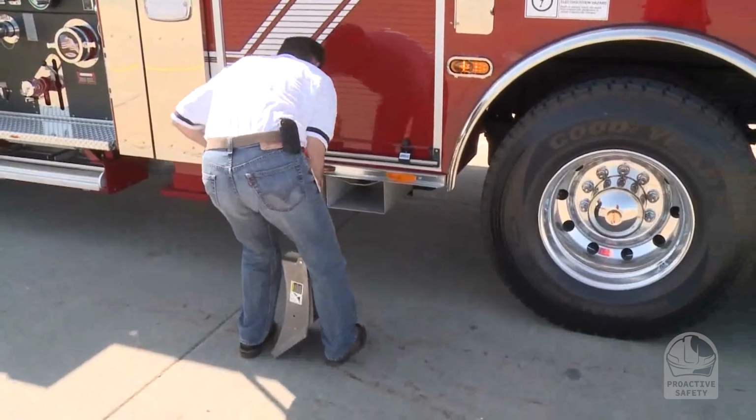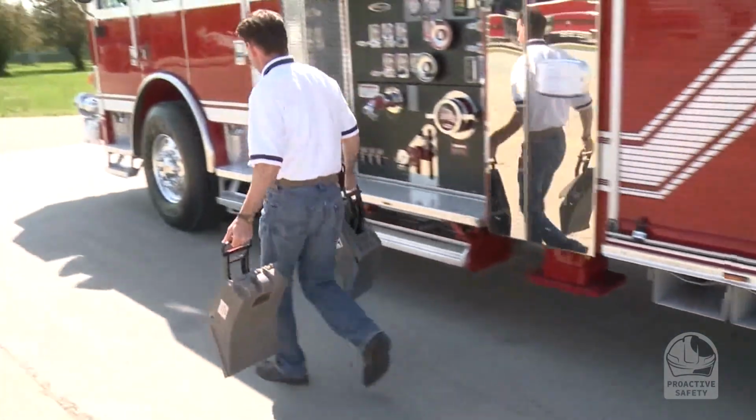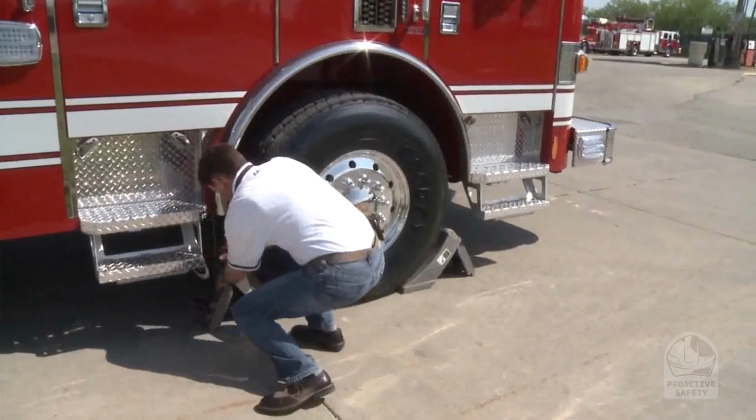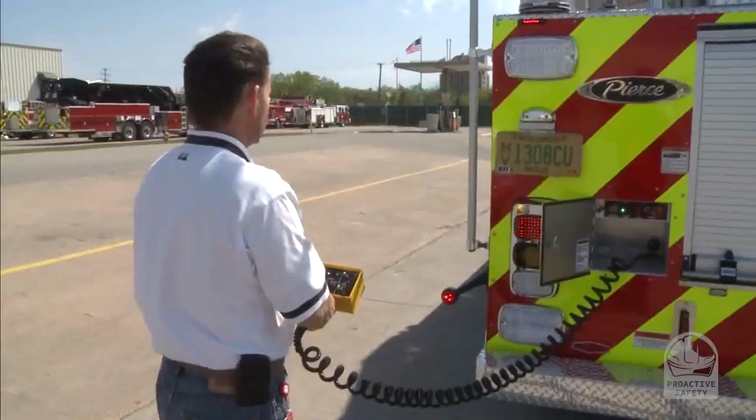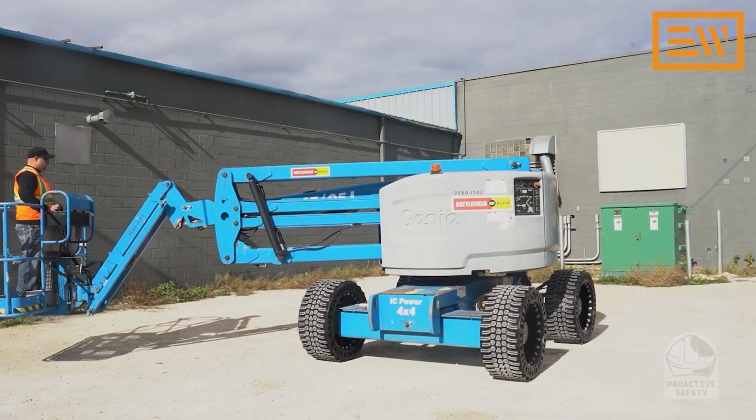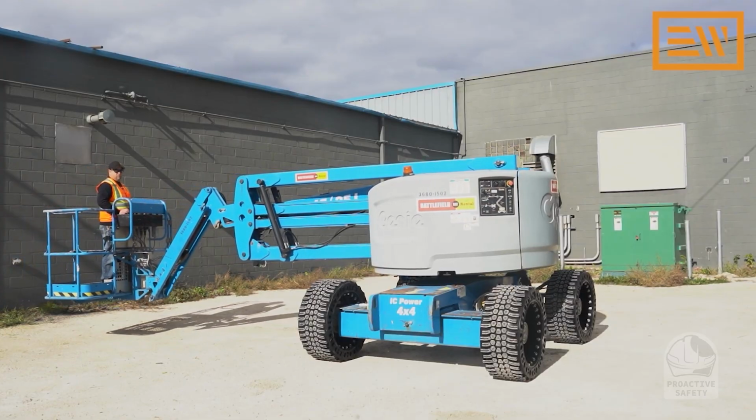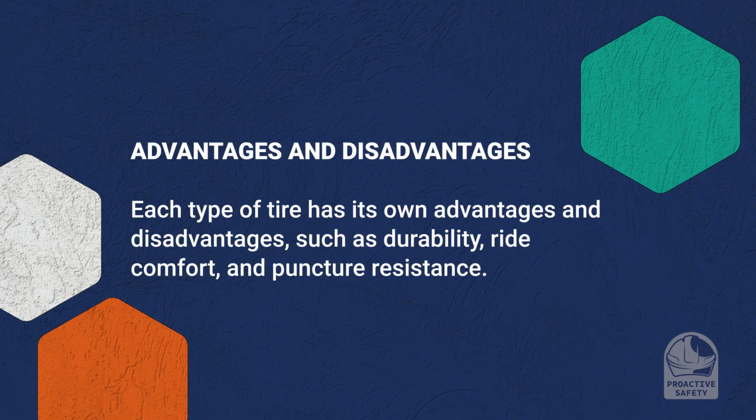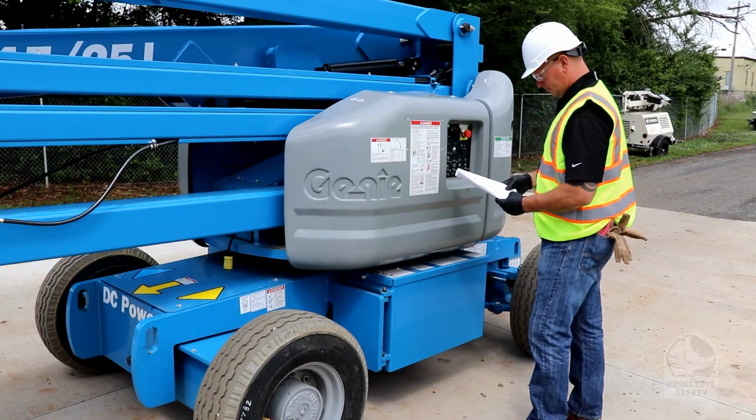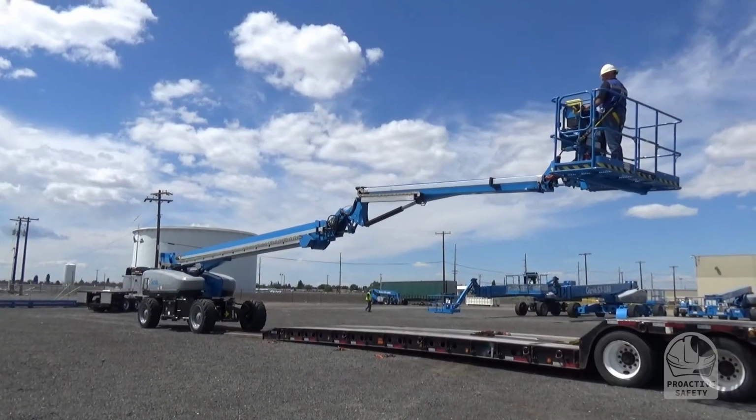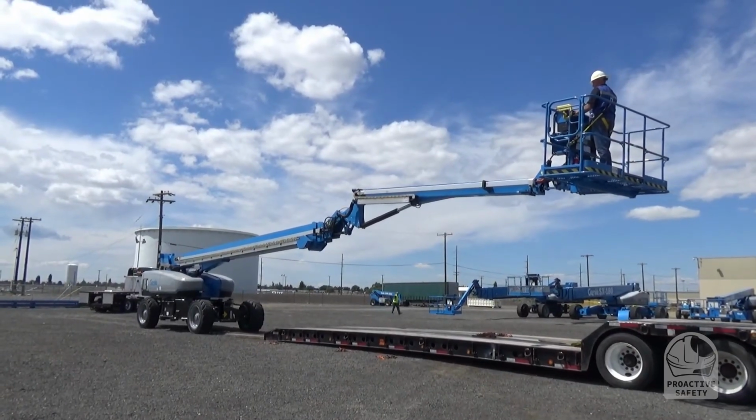Uses and applications. Each type of tire adapts to different applications and working conditions. Pneumatic tires offer comfort in uneven terrain, while solid tires are durable and puncture resistant. Advantages and disadvantages. Each type of tire has its own advantages and disadvantages, such as durability, ride comfort, and puncture resistance. Cushion tires are designed to reduce vibration and improve operator comfort when working on uneven terrain.